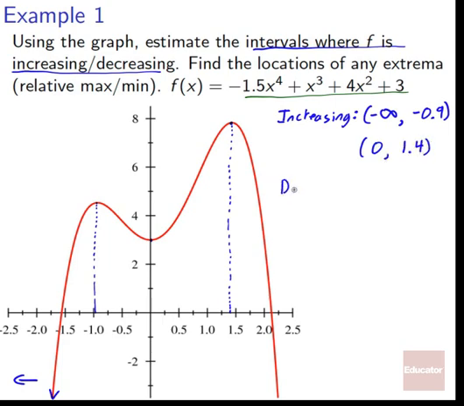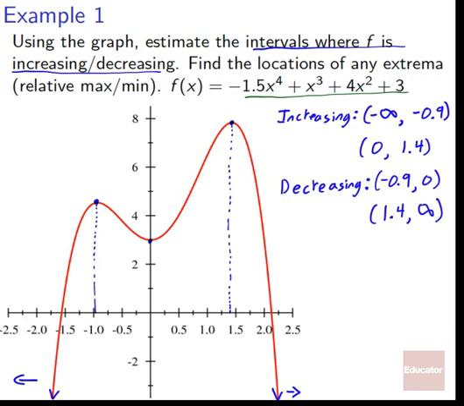Where is it decreasing? It's decreasing from this point until this point. So that was negative 0.9 we said before. So we'll go from negative 0.9 up until 0. And then it increased up until 1.4. So now it's going to be decreasing from 1.4. And it looks like it's going to just keep going down forever, and it does indeed. So it's going to be all the way out until infinity. It's going to continue decreasing.